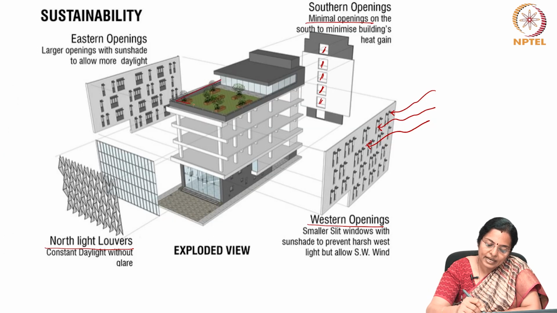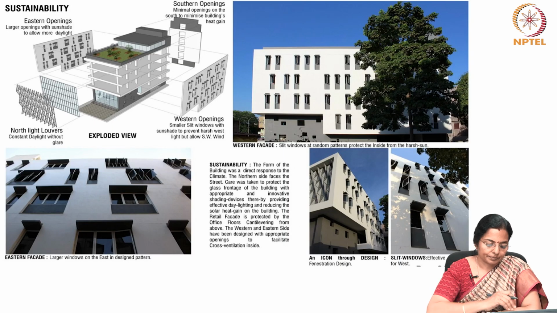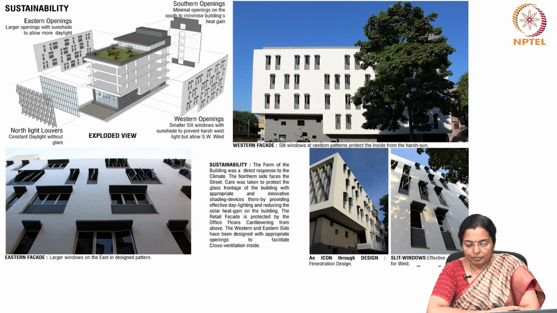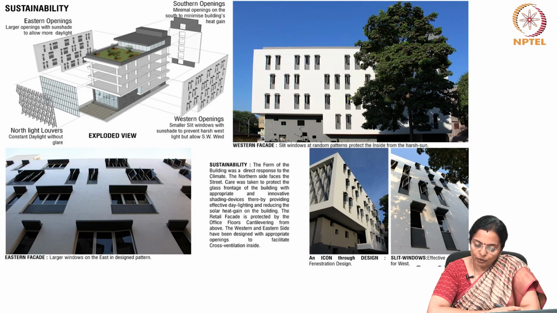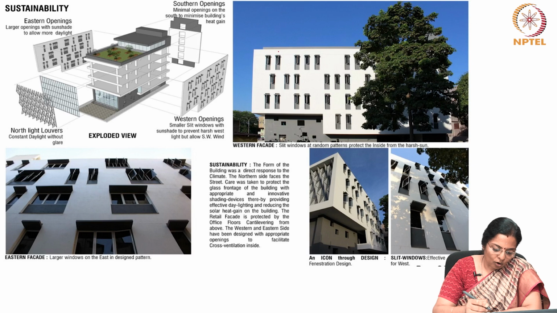The building also has a green roof partially on top. The form of the building is a direct response to the climate. As the north side faces the street, care is taken to protect the glass frontage of the building with appropriate and innovative shading devices. Now, if you see, on the east are operable windows, and the openings can be angled based on the solar direction, sun's direction, and wind direction.